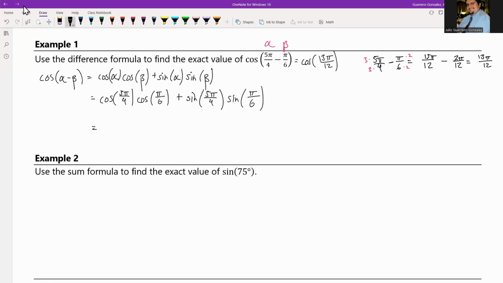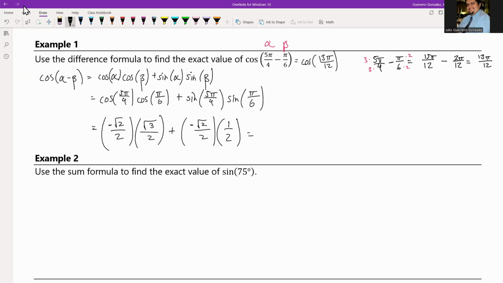Make sure you have your unit circle out. Cosine, 5 pi over 4. That is negative root 2 over 2. Cosine of pi over 6, square root of 3 over 2, plus sine of 5 pi over 4, negative root 2 over 2. And then sine of pi over 6, 1/2.